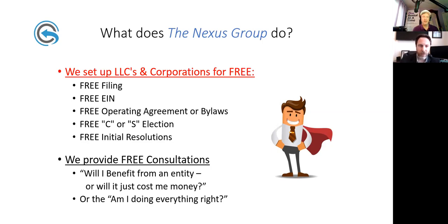So you set up your entities free with us. And then after they're set up, we can help you at a very affordable rate to move those entity forms. So what do we include in our free entity setup? Free filing, free EIN, free operating agreement or bylaws, depending on whether you're a corporation or LLC, a free C or S election filing with the IRS, depending on what's going to be most beneficial for you, and then also free initial resolutions that make sure you're good to go.